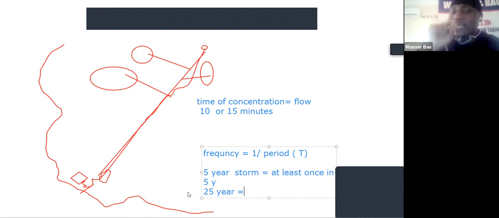Now, in urban drainage design, when you are designing for some areas, you use 2 years. Some areas you use 5 years. Some areas you use 10 years. I don't see you going beyond 10 years. There's a table for that. I will still come to that.